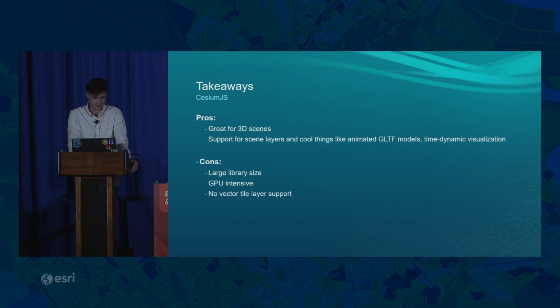The final library is Cesium. And like we saw, it was really great for 3D scenes. It's the only one that supports 3D. It also supports, obviously, I3S layers and all sorts of other bells and whistles. Like you can put 3D models in it. You can animate the models.